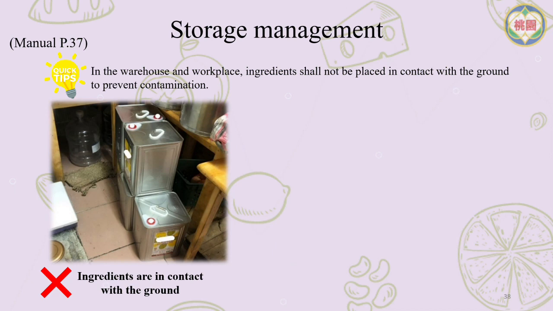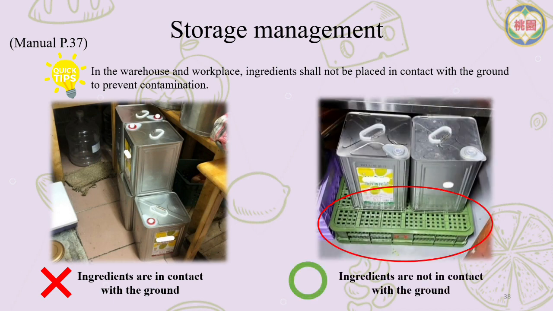Another common mistake in storage management is that, in warehouses and workplaces, food materials should not be placed in direct contact with the ground to prevent contamination. The ingredients in the picture on the left are not off the ground. It should be improved as shown in the picture on the right.